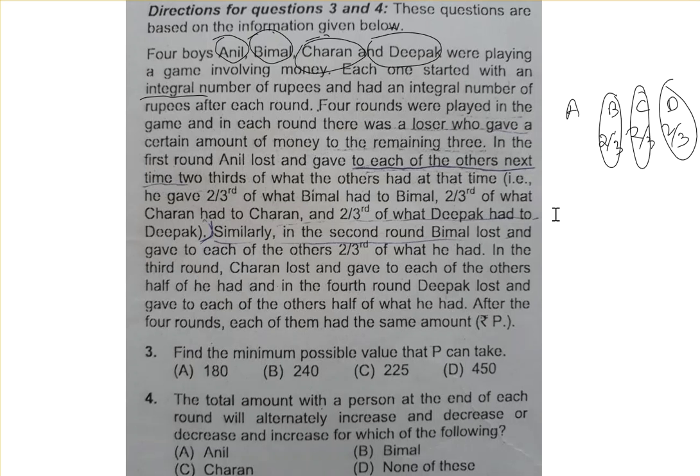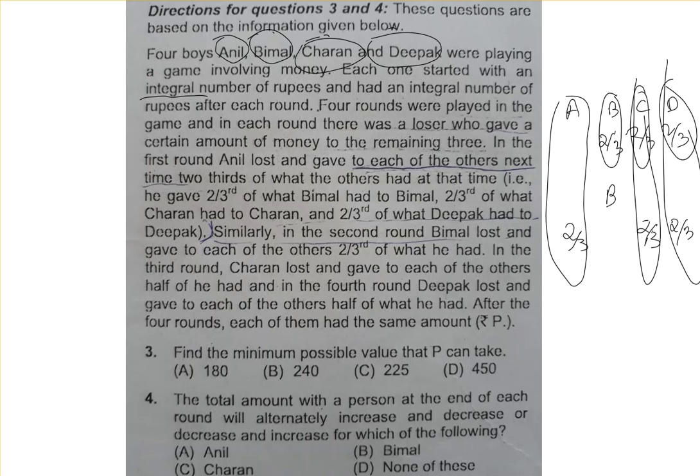Thereafter B lost, and he gave A two-third of what A had, two-third of what C had, and two-third of what D had. Thereafter C lost, and now instead of two-third, he gives half, half, and half. Not half of what he had, but half of the respective people. And similarly, D also gives half of each. So in the end, everyone has equal amount rupees P.